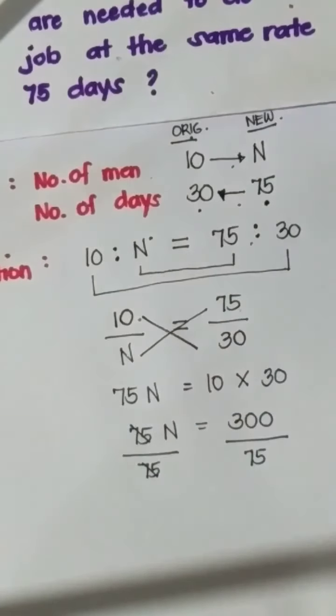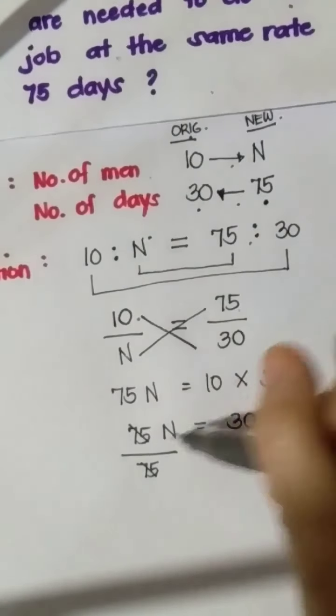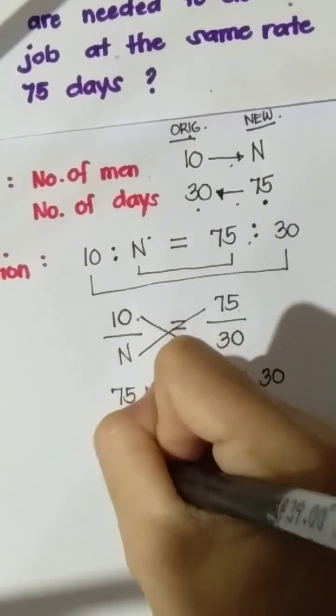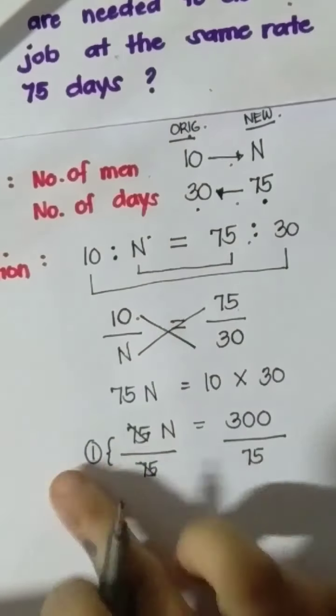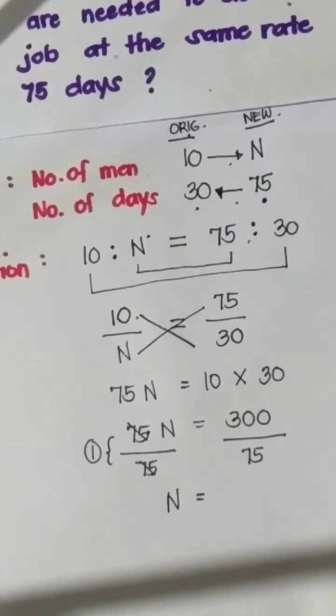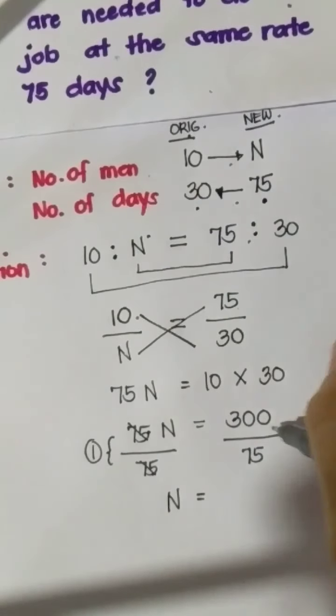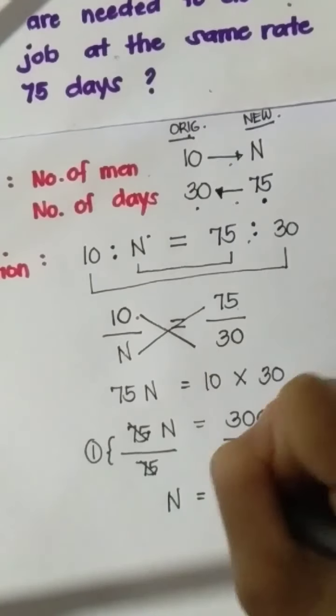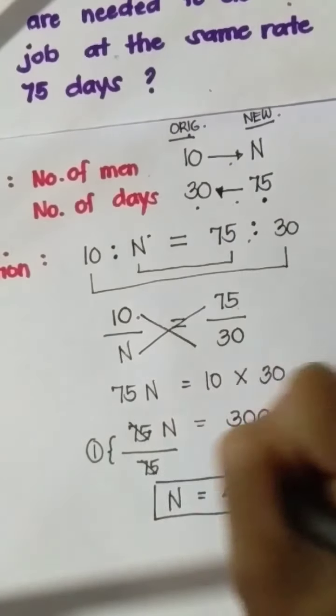cancel out 75, and only n is left. Why does it cancel out? Because 75 divided by 75 is just equal to 1, and 1 times n is just the same as n, right? So that's our shortcut. Then we have 300 divided by 75 is 4. So our n is 4.